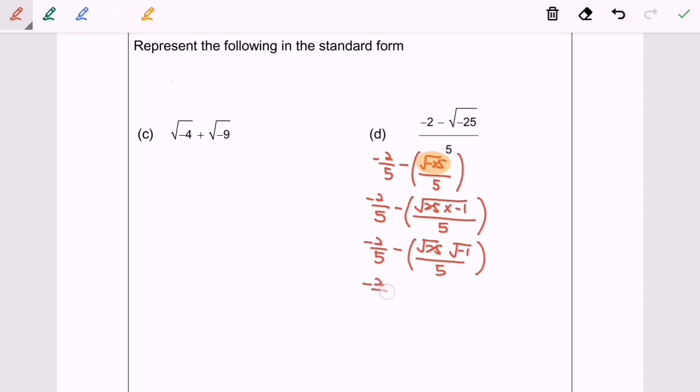Then we will have negative 5i over 5. So finally, our answer will be negative 2 over 5 minus i. So we have a complex number.